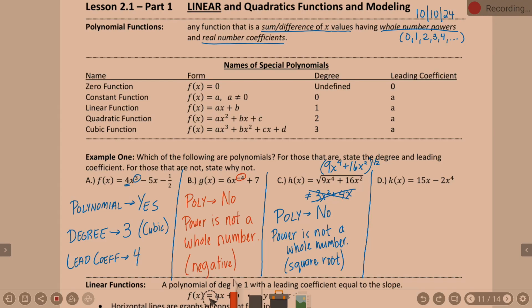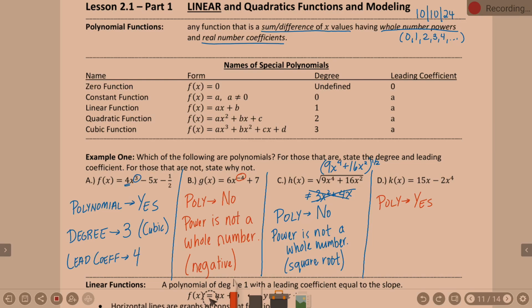Okay, are we convinced on C all right? Yeah. Okay. What about D? K of x equals 15x minus 2x to the fourth. Yeah. Is it a polynomial? Yeah. We have x terms being added and subtracted, whole number powers, real number coefficients. Okay. I can agree that yes, this is a polynomial.